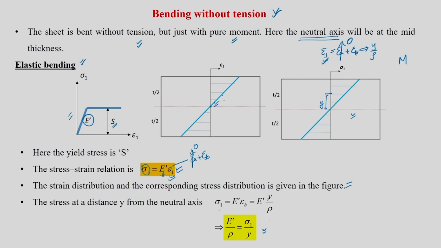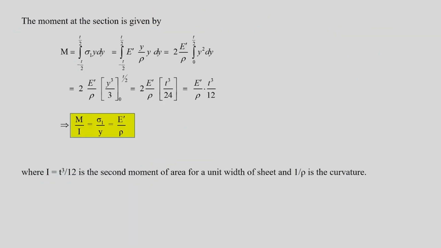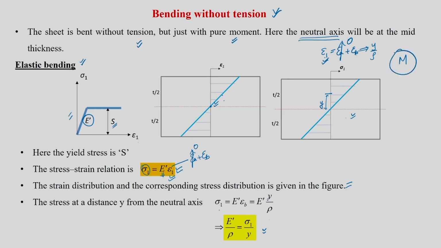This is an important equation for us. E dash by rho is equal to sigma 1 by y. You will use this relationship in due course. So now if this is the case, how do we get the moment in the section? Because we need to have the moment. This moment is what is responsible for bending.